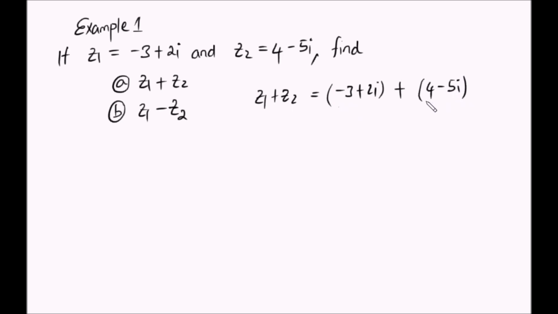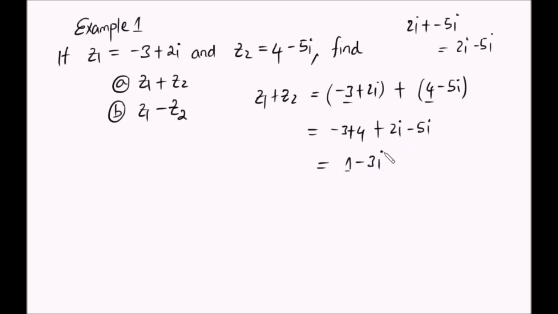So this is z1, this is z2. So take the real parts. It's going to be negative 3 plus 4. And then also the imaginary part. So it's positive 2i plus negative 5i, which is just 2i minus 5i. So this is going to be equal to 1 minus 3i. This is the answer for z1 plus z2. 1 minus 3i.